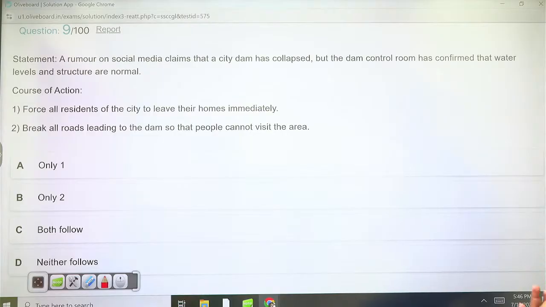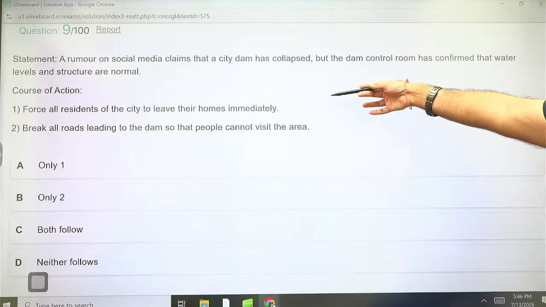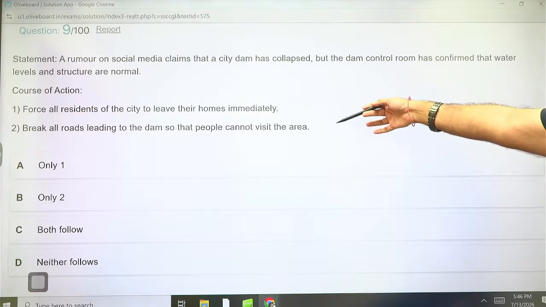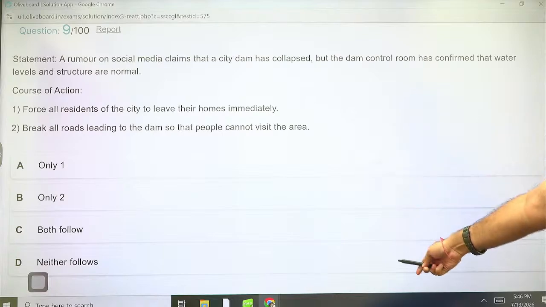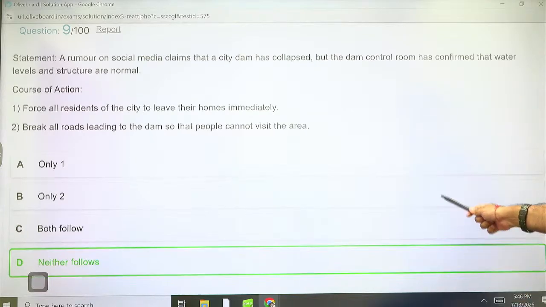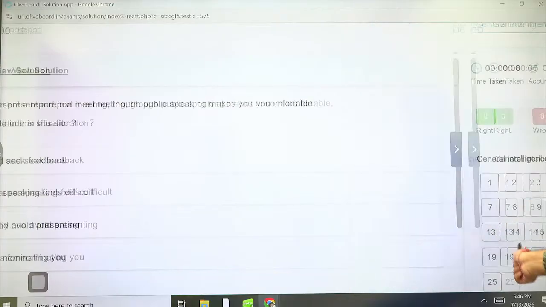A rumor on social media claims that a city dam has collapsed, but the dam control room has confirmed that water levels and structure are normal. What would you do in this situation? See, technically what you realize is that everything is normal, it's just a rumor. So would you force all the residents of city to leave their homes immediately? No. Would you go around breaking the roads and leading to the dam so that people cannot visit? Obviously no. So neither follows. Okay. It's a very vague course of action given here. 21 seconds. Option D.